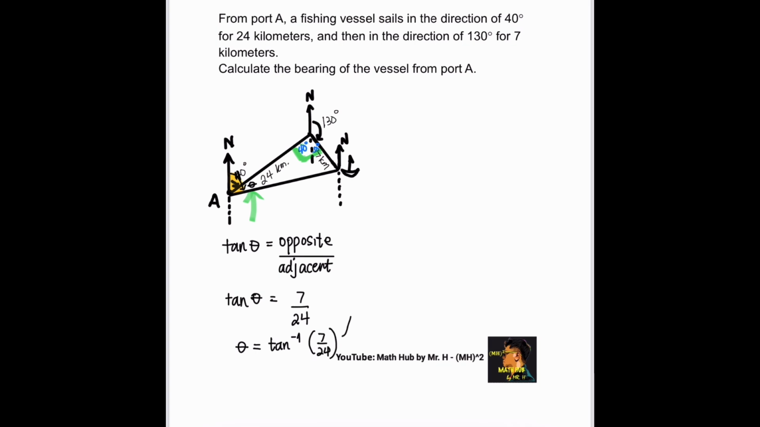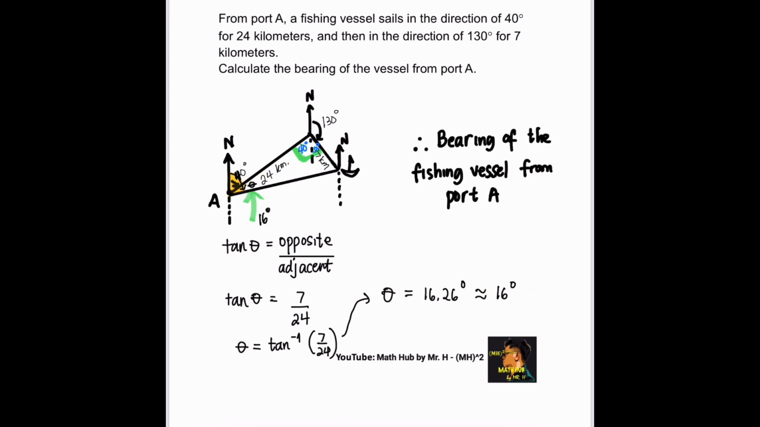All right, and this will be equal to 16.26 degrees. So approximately 16 degrees. All right, so that means this smaller angle right here is 16 degrees. All right, and to answer the question, the bearing of the fishing vessel from port A will be 40 degrees plus 16 degrees equals 56 degrees. Remember, 3 digits, right? So this is the answer.